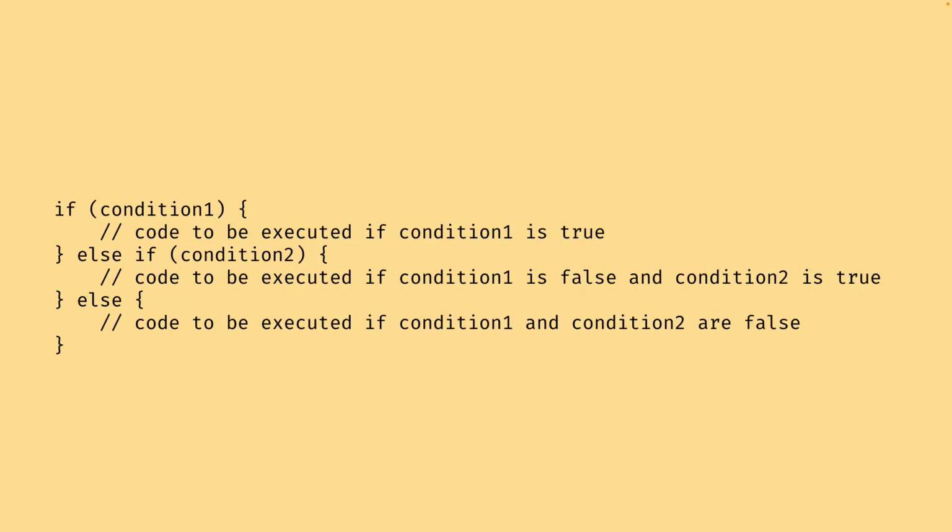Additionally, you can use an else if statement to check for multiple conditions and execute different blocks of code depending on which condition is met. You can see the syntax here. As soon as it runs into one condition that's true, it's not going to evaluate any others, so the order of the conditions matters.